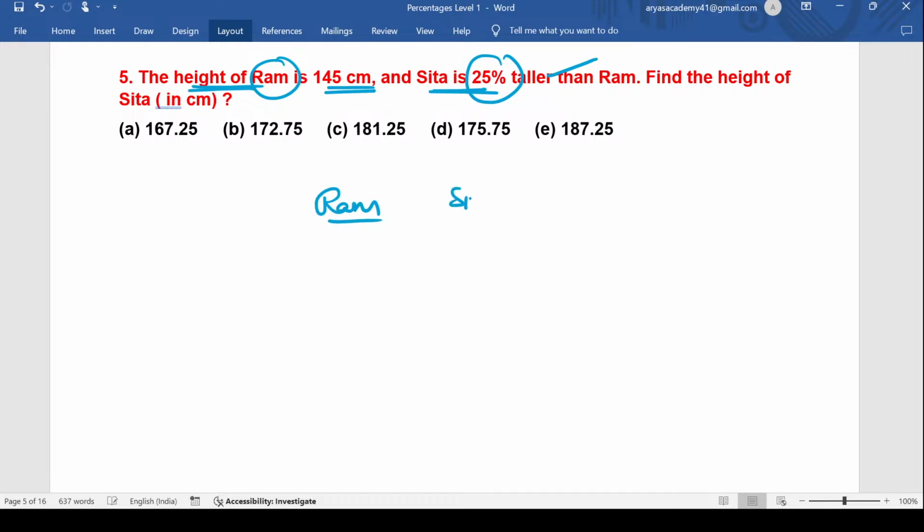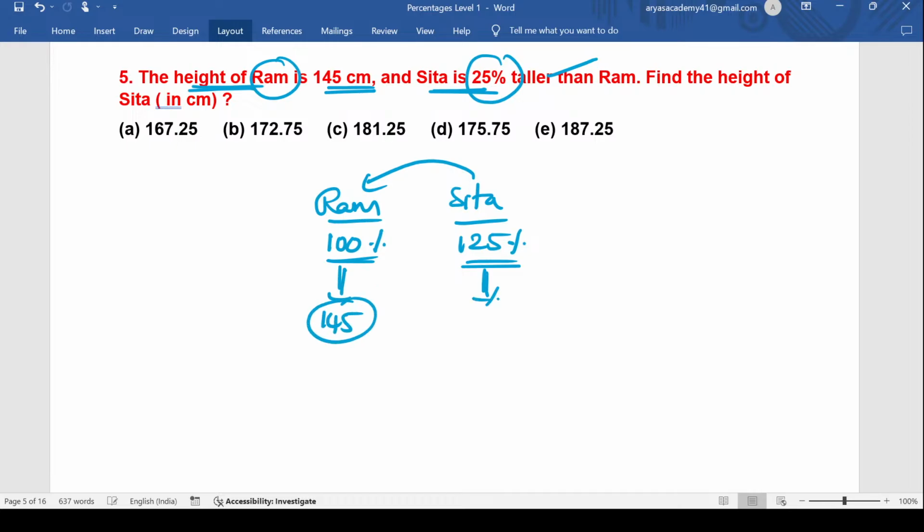Ram and Sita are being compared. Who is being compared to whom? Sita is being compared to Ram. Hence, Ram has to be treated as 100%. Sita is how much percent more than Ram? 25. So you can directly add 25 because the reference point is what? 100. So Sita's height in terms of percentage becomes 125. If Ram's height is 145 centimeters, they are asking you what is the value of 125%, that is Sita's height.